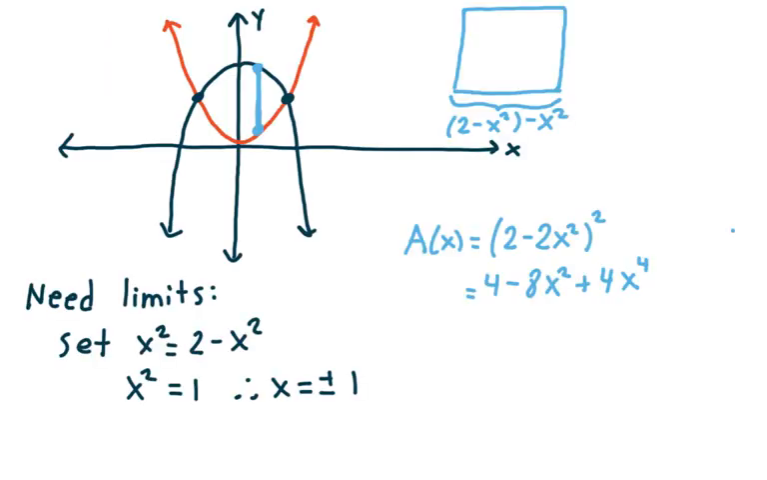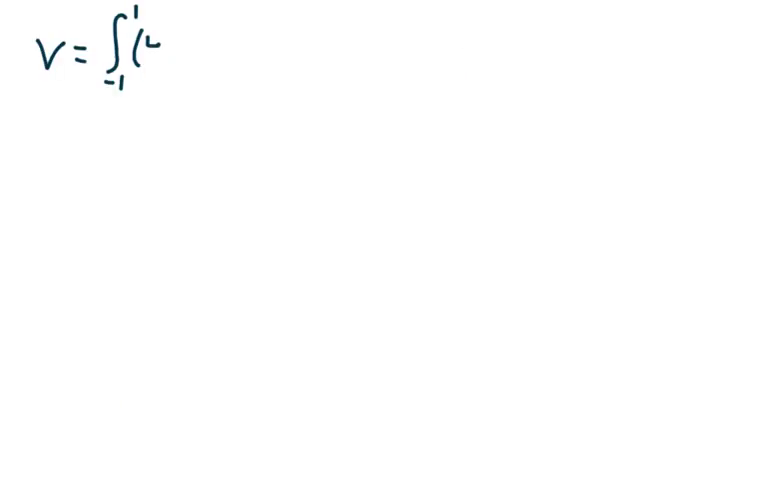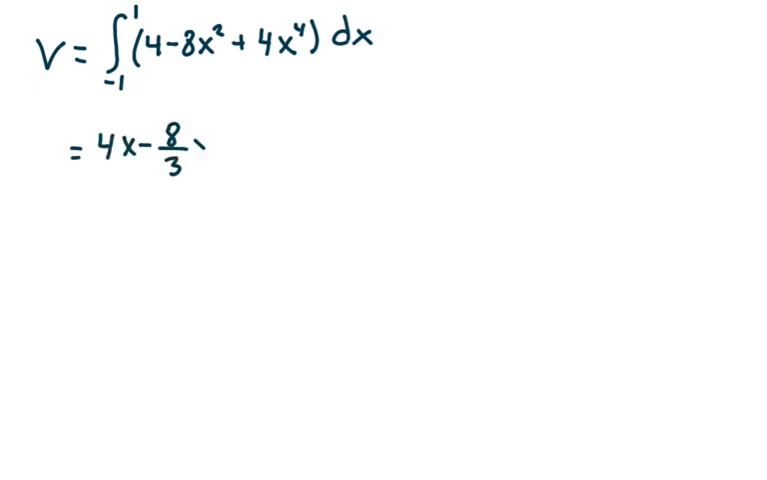Now I'm ready to find my volume. So the volume is the integral from -1 to 1 of, let's remind ourselves, 4 minus 8x squared plus 4x to the 4th power, and I'm integrating with respect to x. So this is 4x minus 8 over 3 x cubed plus 4 over 5 x to the 5th, and I'm evaluating from -1 to 1.